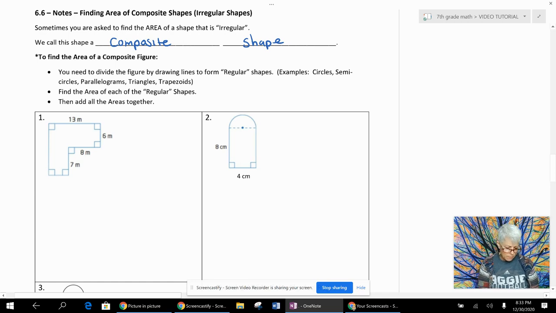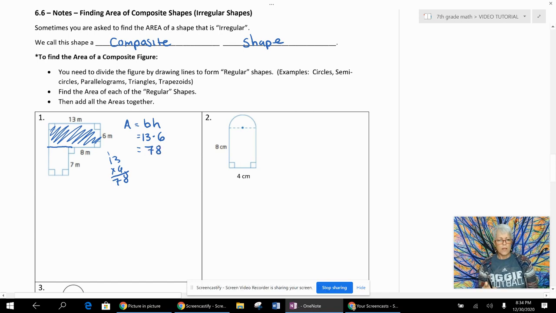So I'm just going to go ahead and close this up here. Now the top one here is pretty easy to see. Area equals base times height, and the base is 13, the height is 6. And so what is 13 times 6? 13 times 6 is 78. All right, so that shape is 78.